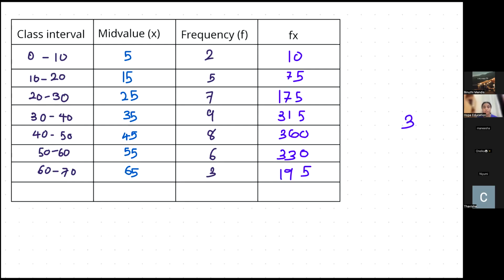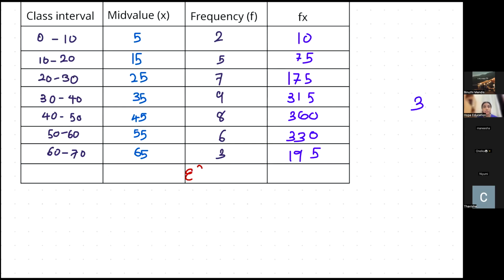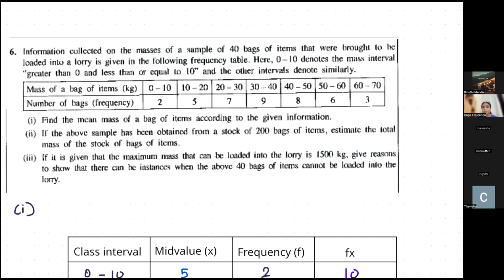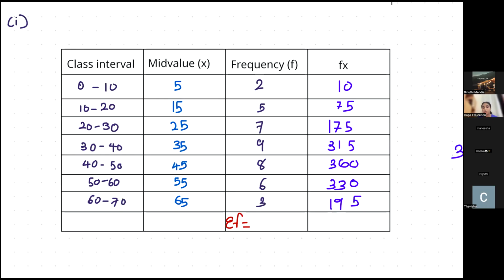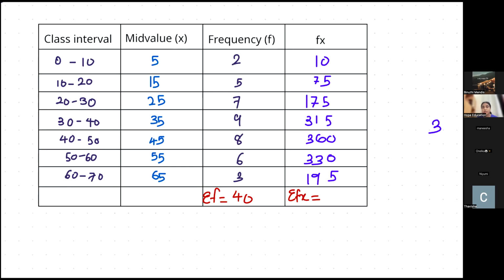Now we will find sigma f. In the question, have they given sigma f? Oh, a sample of 40 bags. So sigma f is 40. Then sigma fx, we will add the fx values one by one.